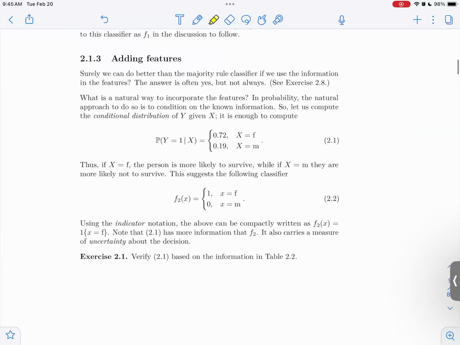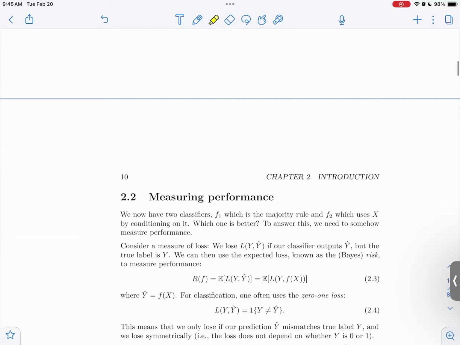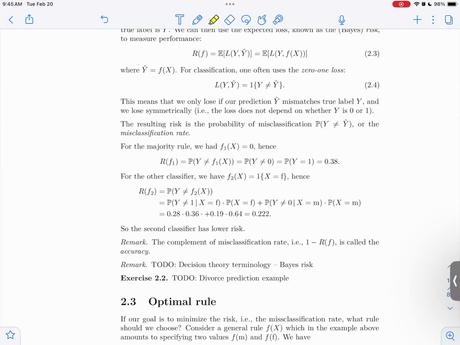Earlier, I think we proposed that we should classify based on the conditional probability of y given x without any justification, and then we calculated the risk by conditioning on x. Then we realized that if I do this conditioning on x, I can actually figure out the optimal rule. I don't have to guess.